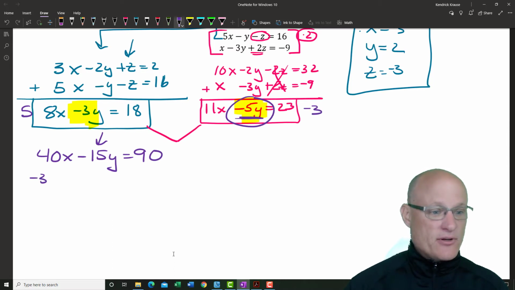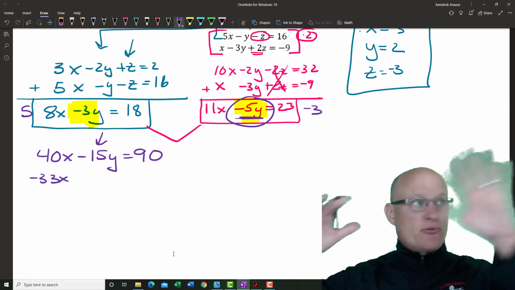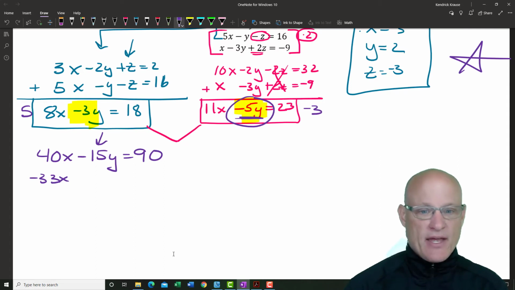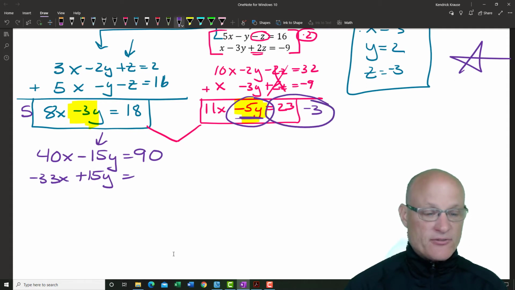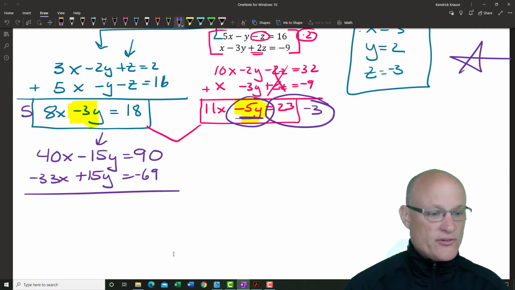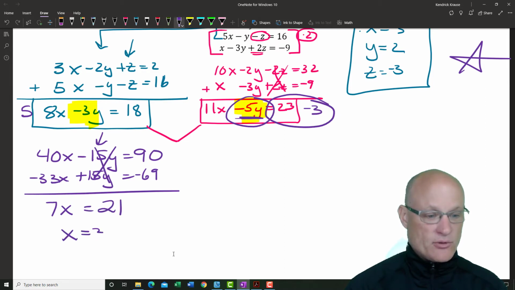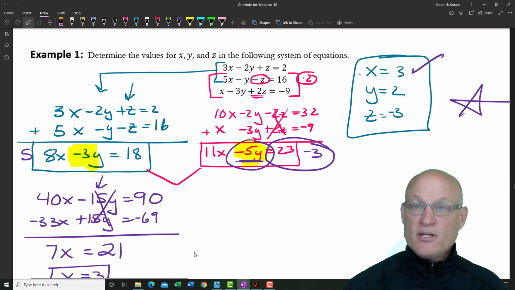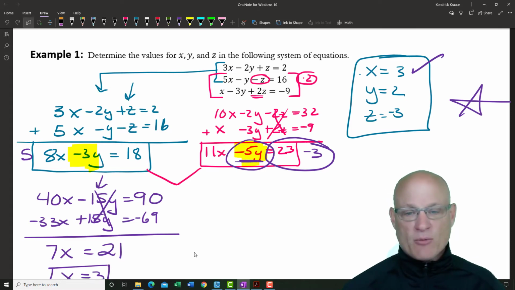So that gives me negative 33x. I know this is all like you're changing all these numbers, and then poof, you get this. It's weird. I get it. And then this is going to be positive 15y. And then equals, these multiplied together give me negative 69. So this is 7x equals 21. And divide by 7, I get x equals 3. Now, once you get your first one and it matches, you're like 99% of the way done with the problem.